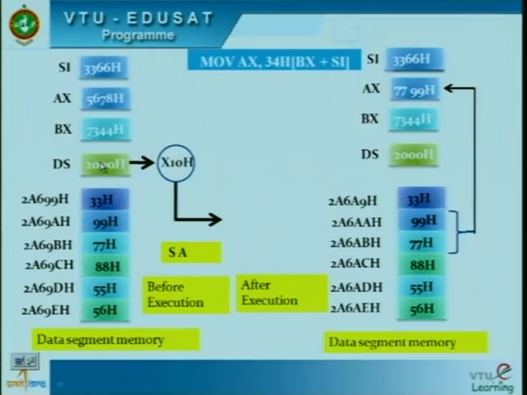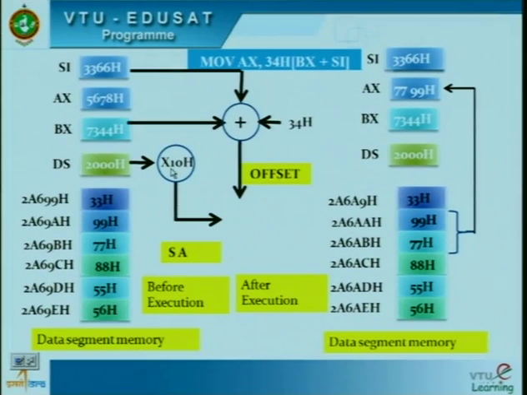Now, how does the physical address get calculated? The content of DS is multiplied by 10, which gives me a segment address, and that segment address is added with the index register and the base register as per the instruction, and then 34H is the immediate displacement which gets added to this, which gives me the offset. This offset is added to the segment address, and after adding the segment address and the offset, I get the physical address. Now, who will do this job? All this job will be done by the address adder in the bus interface unit.